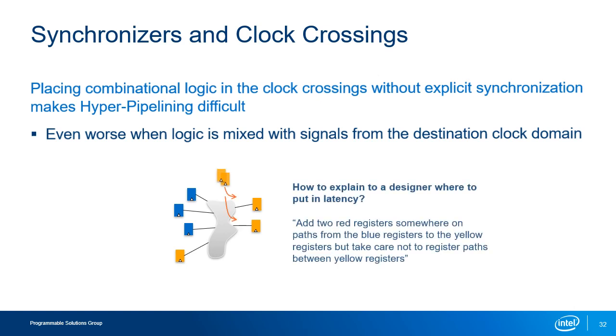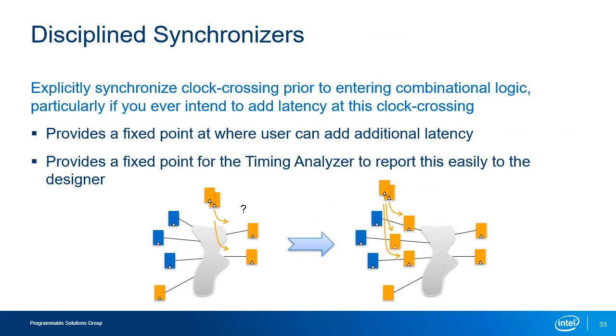How would you tell someone to add new registers so that the registers only affect the paths between the domains while not adding latency within the domain? Ideally, all synchronizers should be well disciplined. In other words, all synchronizers should go directly from register to register across the clock domains without any logic in between. This gives a fixed location where pipeline registers can be added easily. If you have an undisciplined synchronizer, then the recommendation is to move that logic into the source or destination clock domain.